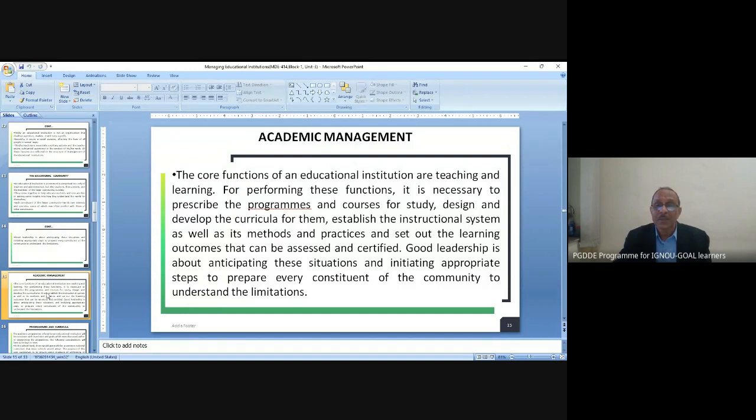You have a good instructional system, good practices, learning outcomes. You have clear learning outcomes for each subject. The teachers have responsibility to achieve those learning outcomes of each subject. And then once the learning outcomes are achieved, those have to be assessed, and then only the certification. A good leadership is about anticipating these situations, initiating appropriate steps, preparing every constituent.